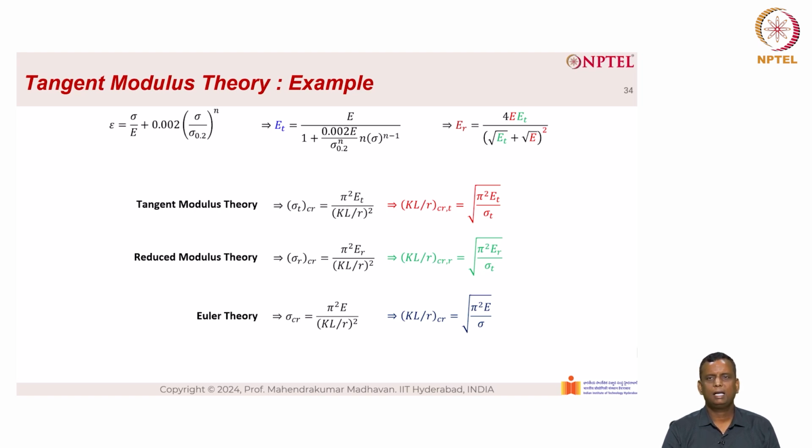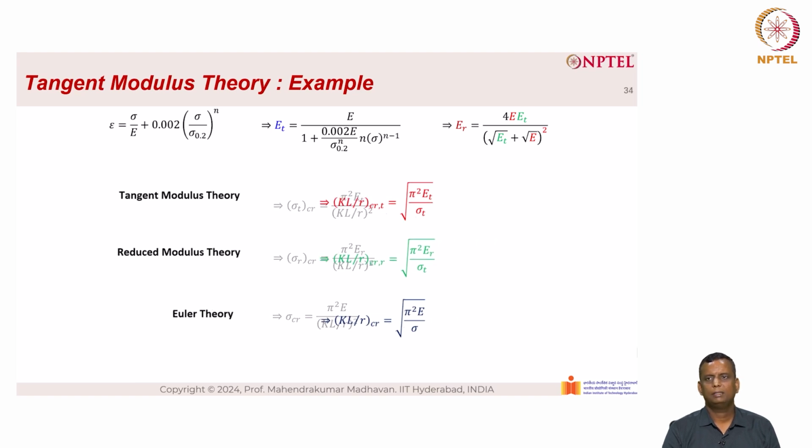So, KL by R critical with respect to tangent modulus is given as root of pi square E sub t divided by sigma t. And for reduced modulus, KL by R critical is equal to root of pi square E sub r divided by sigma r, whereas KL by R critical for Euler theory is equal to root of pi square E divided by sigma.